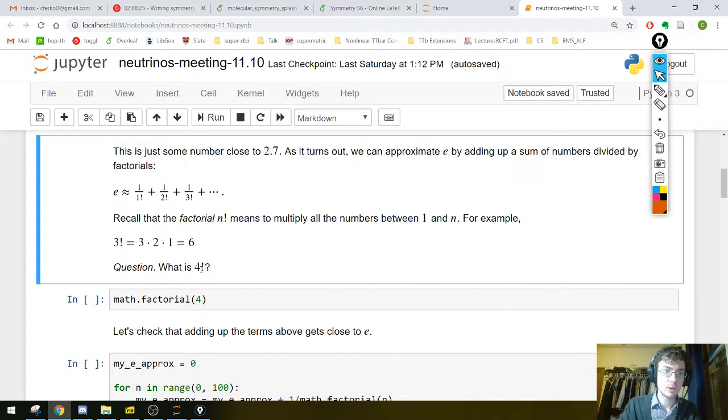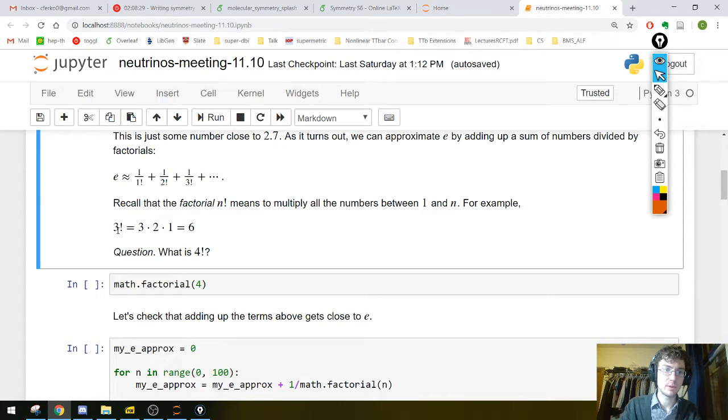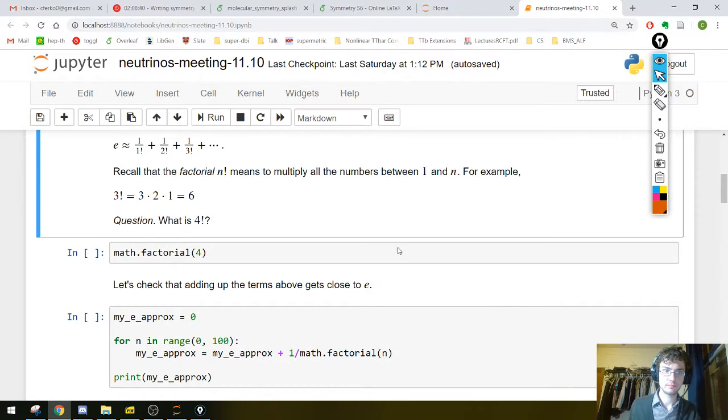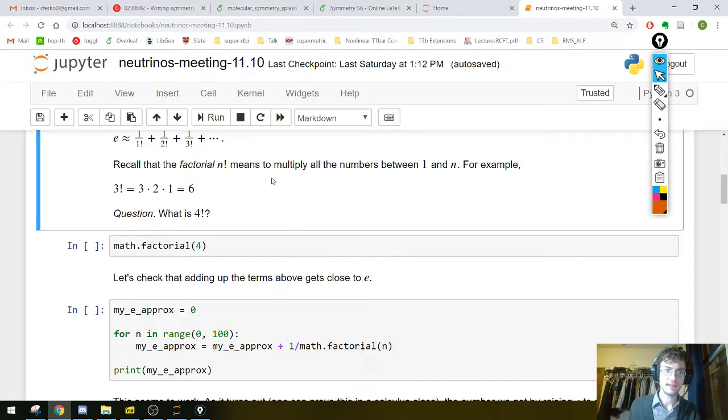The factorial just means multiply all of the numbers up to that integer. So 3 factorial means multiply 3 times 2 times 1. So 3 factorial is 6. So I'll ask you guys, what is 4 factorial then? 1 times 2 times 3 times 4. And what is that? If you can do arithmetic in your head better than me.